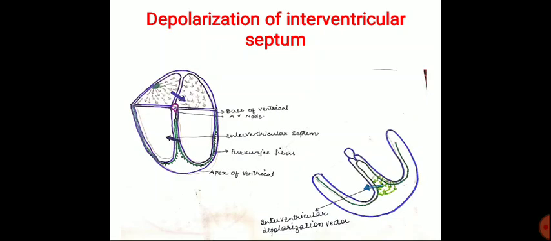All these vectors are summated together and form the interventricular depolarization vector. This vector is small and moves from left to right and from down to upper side. It is a small vector and it represents septal activity. Although it is small, it has a fast conduction velocity because of the presence of the Purkinje fibers.